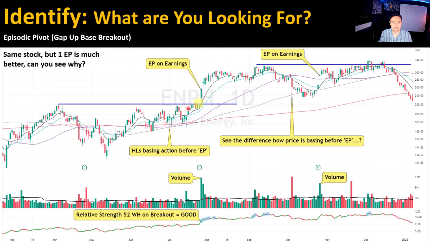Then over here, Qullamaggie actually bought this EP and he bought this EP as well. This one here, why is this one not as good as this one? Because it's not clearing all the overhead resistance. Think about all the trap buyers up here. There's decent volume there as well. There's a lot of trap buyers here.